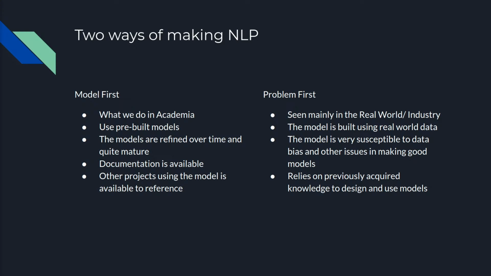And as you can see, this is the main difference between a problem first and a model first approach. Problem first is the real world. Most of the real world issues you would solve, like you'd create a new product to solve a problem. But in academia, to learn, you always use a model first, and you have documentation, things like that.